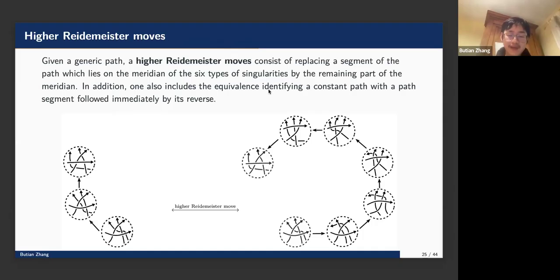That is, two paths are path homotopic if we can do some higher Reidemeister moves. If a path lies on some part of a meridian we described earlier, we replace that part of the meridian by the remaining part, the other part of that meridian. This is what we mean by higher Reidemeister moves. So around those 6 types of singularities, there are 6 types of higher Reidemeister moves.